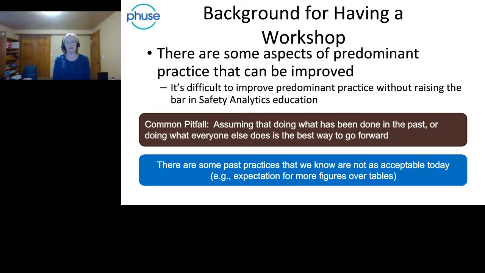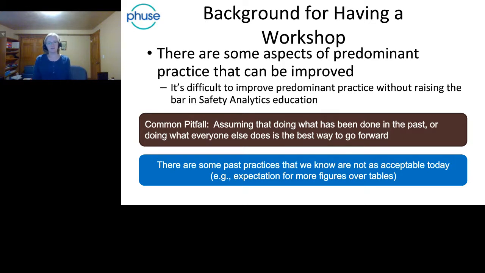So background for having a workshop, and also the background for why we even had the FDA's white papers, is there are aspects of predominant practice that can be improved, right? So there's a lot of things that we just do by habit, and some of the things we do by habit are just fine, but other things certainly need to be improved. And this is particularly true for integrated analyses. We have examples for individual studies as well, but this is particularly true for integrated analysis.